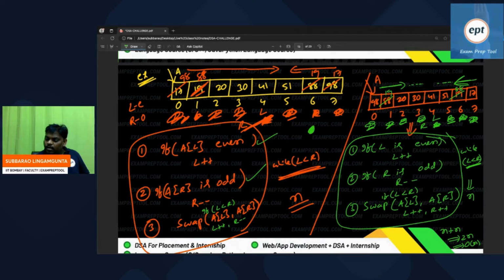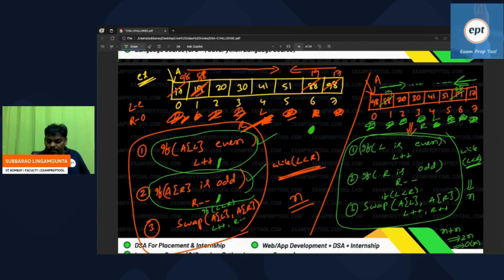And one more thing. Suppose continuously even is coming, L keeps on increasing. Continuously odd is coming, R keeps on decreasing. So A of L is even, increment. A of L is even, increment. A of L is even, increment. Next, A of R is odd, decrement. A of R is odd, decrement.